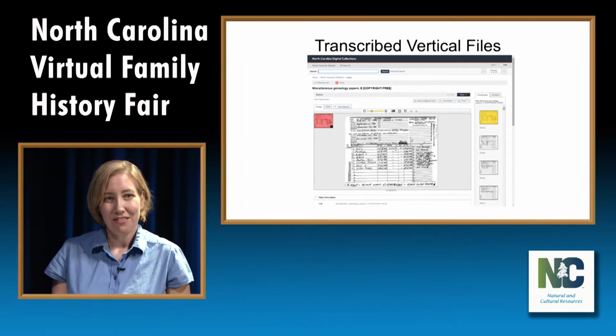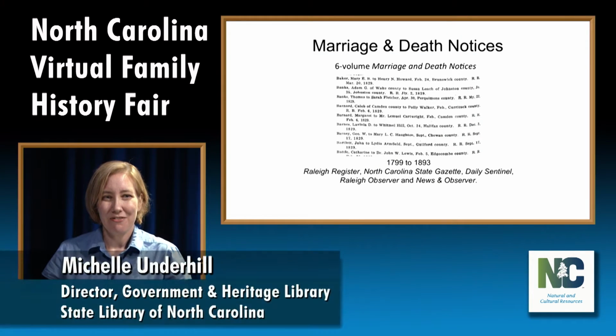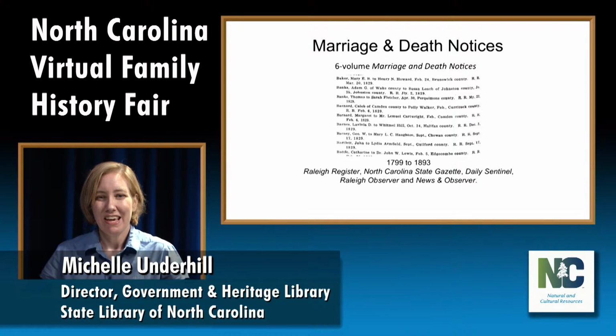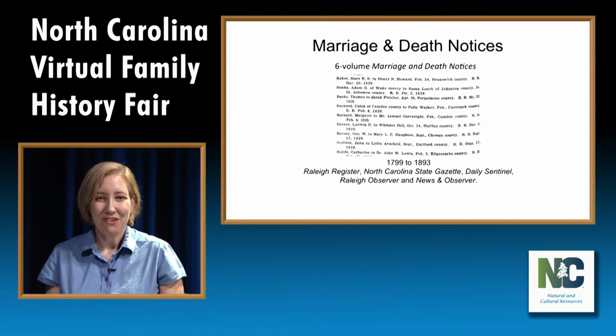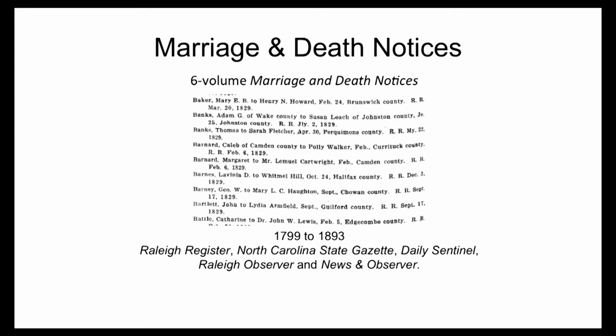So another thing that you'll find in the family records collection online from the Government and Heritage Library is a 6-volume set of marriage and death notices. And these books and indexes were compiled by Carrie Broughton, who is a former state librarian. And what they do is they index marriage and deaths notices, and they were from the Raleigh Register, the North Carolina State Gazette, the Daily Sentinel, the Raleigh Observer, and the News and Observer between 1799 and 1893. But as you see, they'll list names, and they'll also list places where people were from.